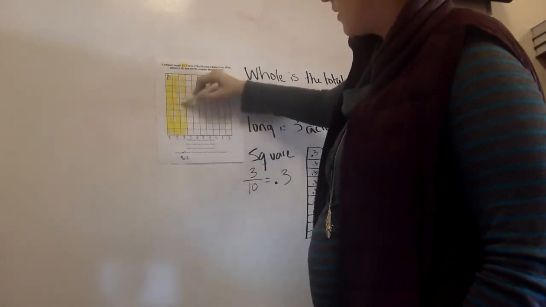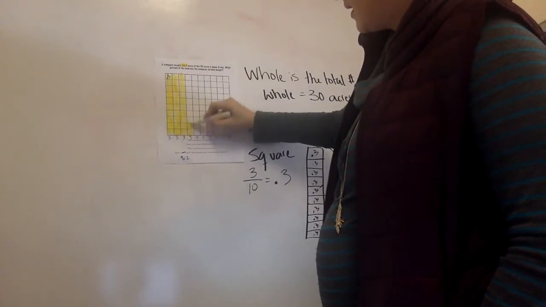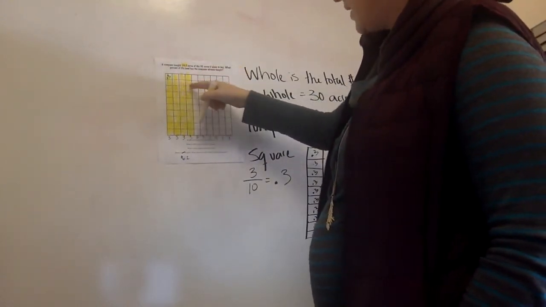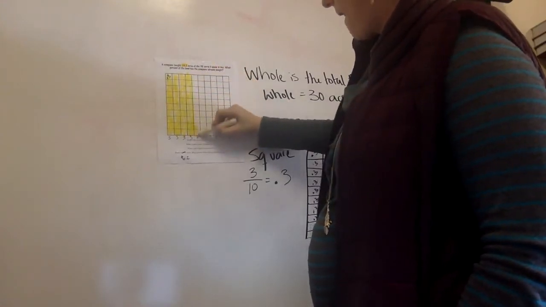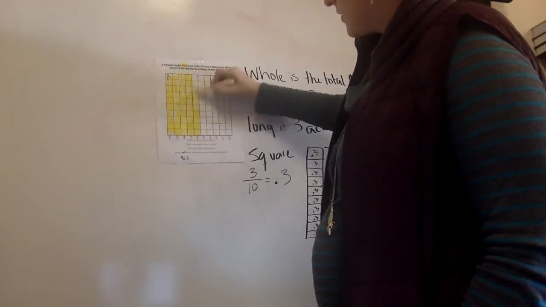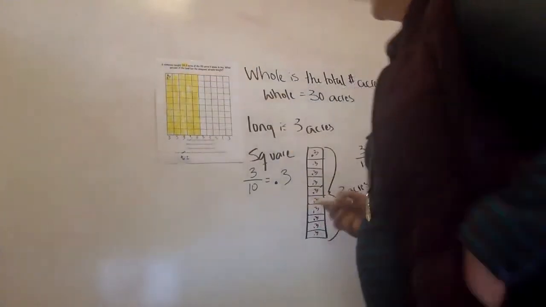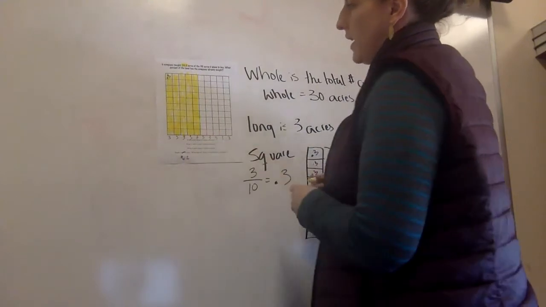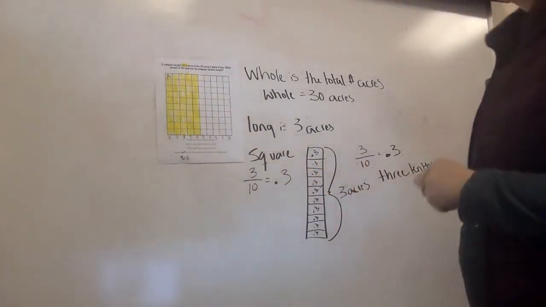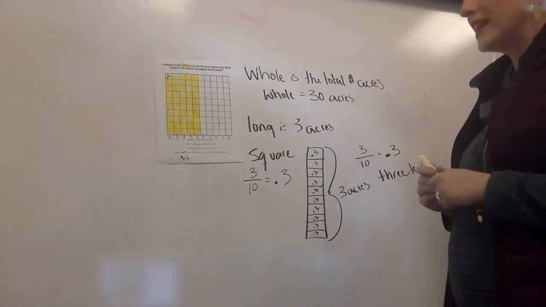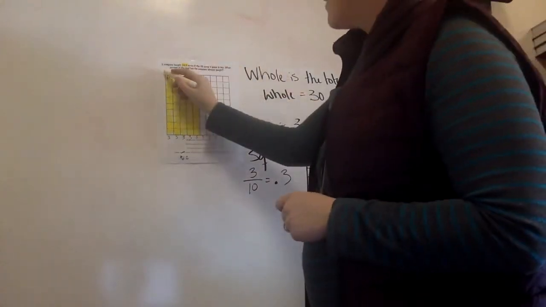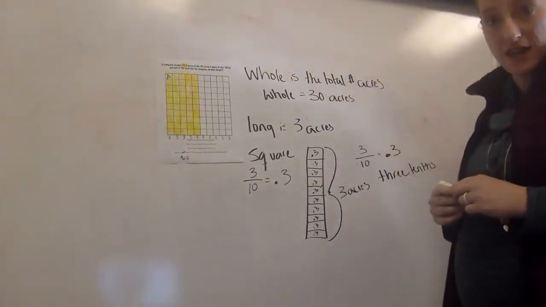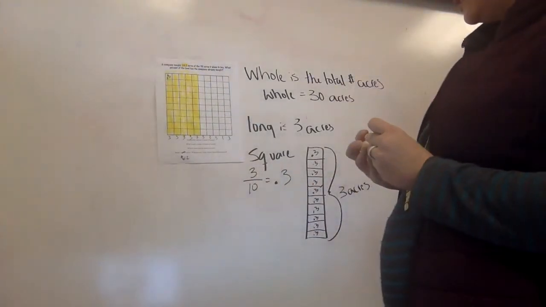9 acres. 12, 3, 6, 9, 12 acres, 15 acres. Now if I colored in another whole long here, I would be at 18 acres, and that's more than I need. So we're going to need to start coloring in squares. What we have here so far, this little piece right here, represents 15 acres.